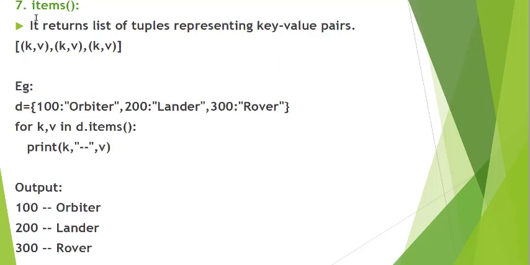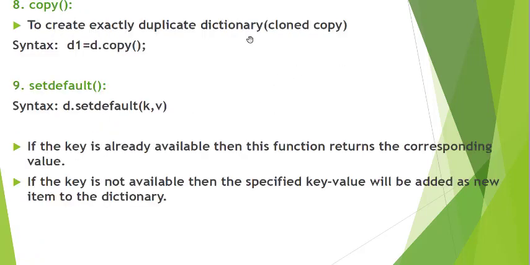And items returns the tuples as key value pairs. Like you have 100 orbiter, 200 lander, 300 rover, and these are items. It gives the key value pair, like 100 orbiter, 200 lander, and 300 rover. It gives both. Items give both key and value. Now, if you want to copy your dictionary, you can say d dot copy and put that into D1. Now D1 and D are exact copies.